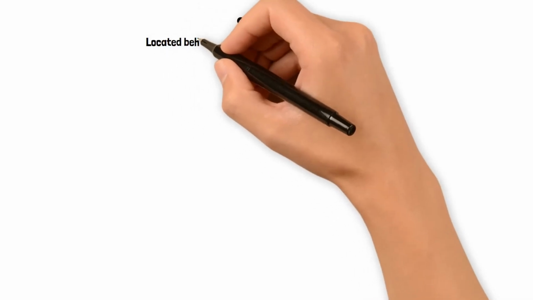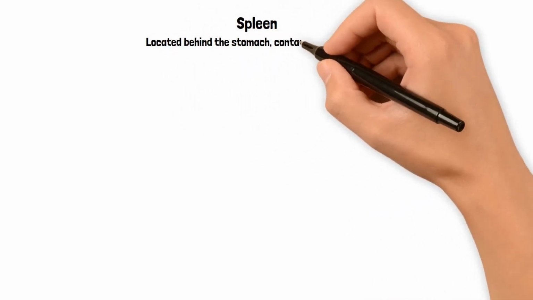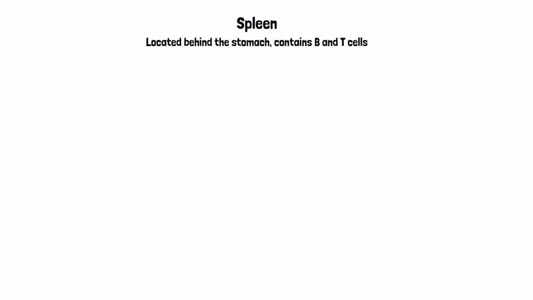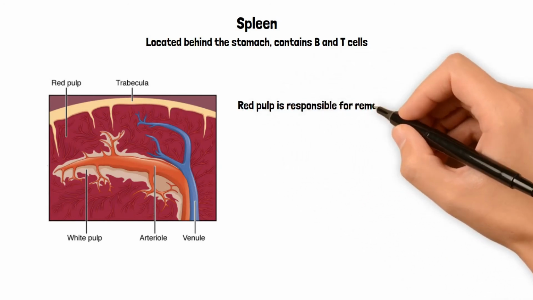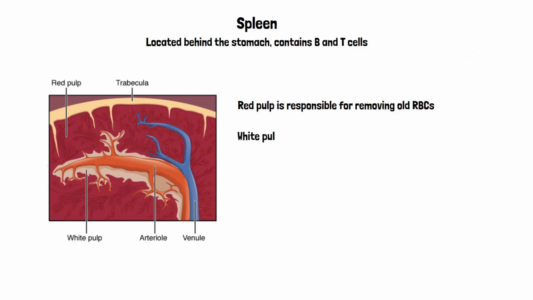The spleen is a retroperitoneal organ located on the left side of the abdomen behind the stomach and contains both B cells and T cells. The spleen consists of red pulp and white pulp. The red pulp has a network of fibers that blood passes through to enter the venous sinusoids. This is where old RBCs are removed. The white pulp is where the white blood cells migrate to mature.